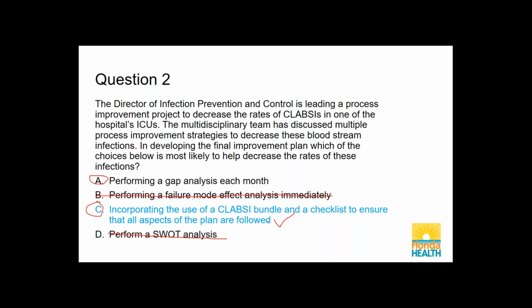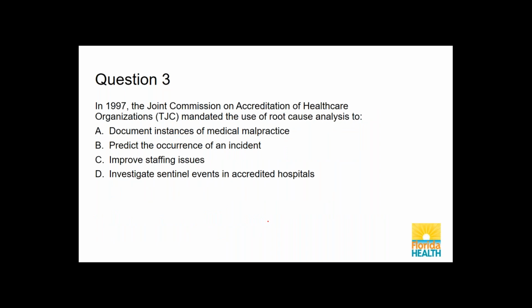Now in question three, in 1997, the Joint Commission on Accreditation of Healthcare Organizations mandated the use of root cause analysis to A, document instances of medical malpractice, B, predict the occurrence of an incident, C, improve staffing issues, and D, investigate sentinel events in accredited hospitals.